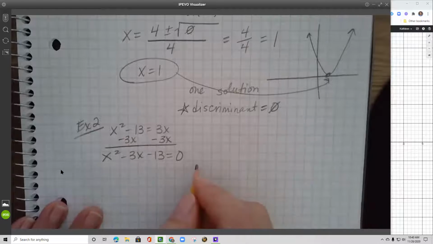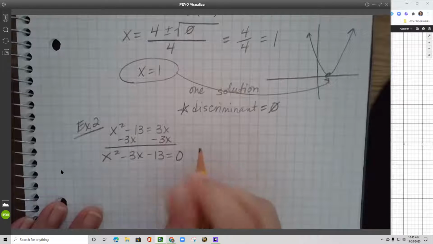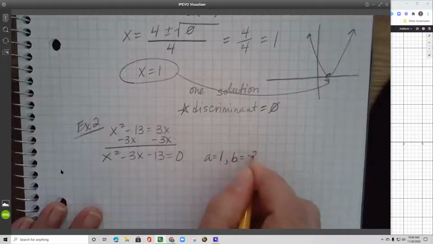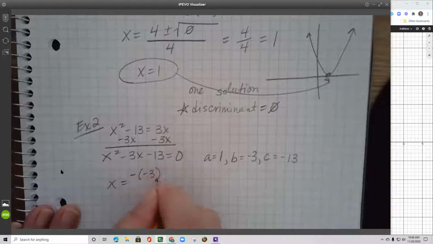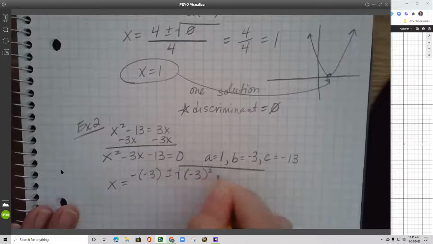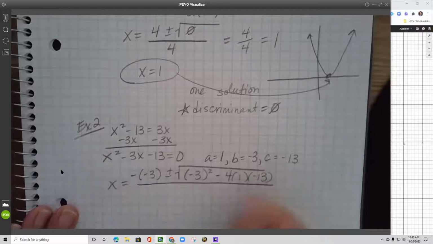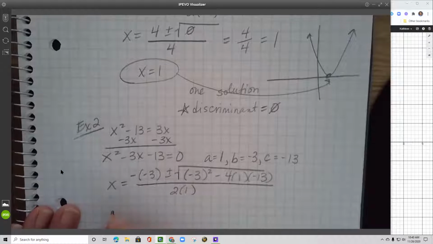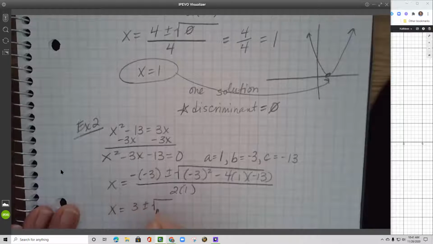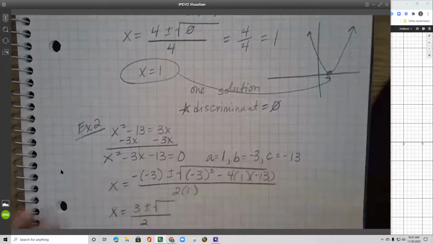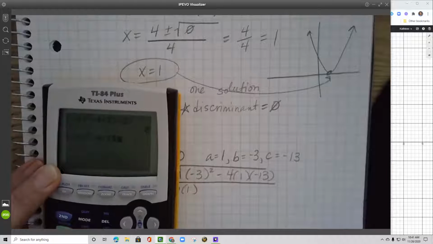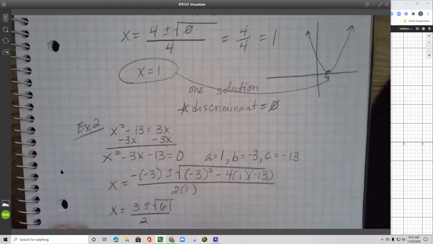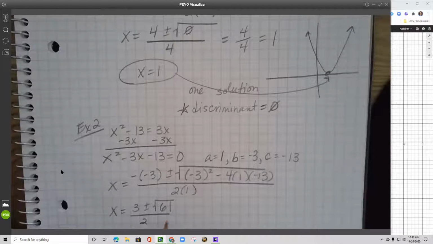Okay, now I have a standard form quadratic equation set equal to 0, where a is 1, b is -3, c is -13. So I can substitute into my quadratic formula. And I'll simplify my discriminant. So I'll get, let's put this all in the calculator. 61. Actually, 61 is a prime number. I can't simplify that radical.